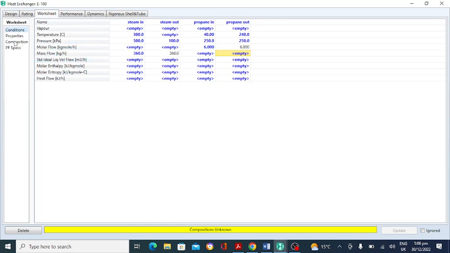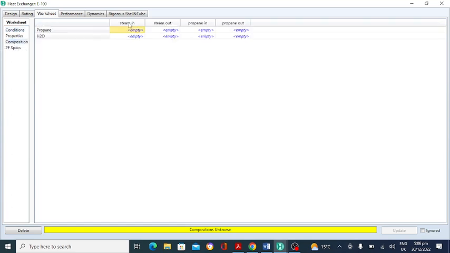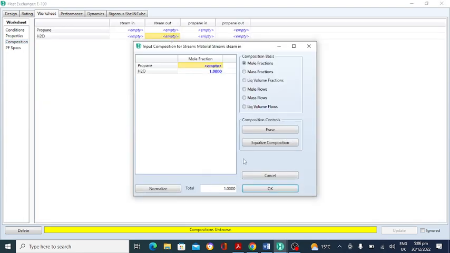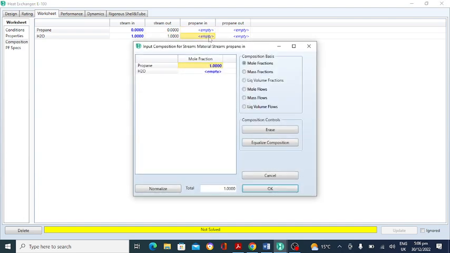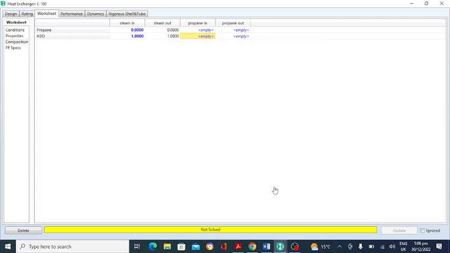So go to the composition, and here this is the steam in. The steam is only water. It is pure steam. So the steam inlet and steam outlet have no propane in the steam. This is the propane inlet. It is pure propane. There is no water or steam. So this is okay. One mole fraction.